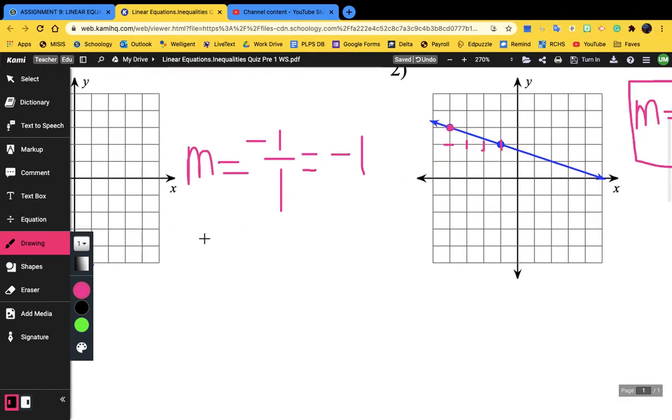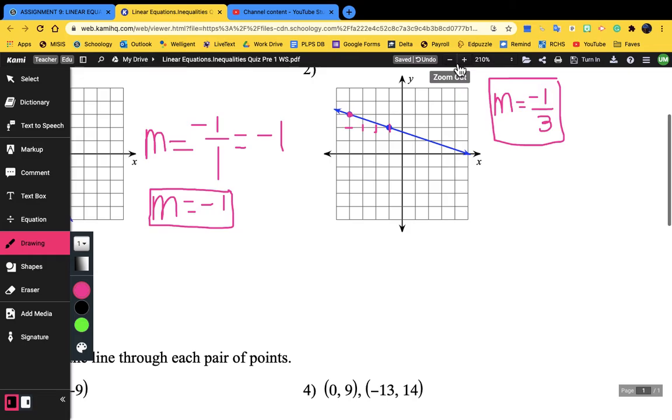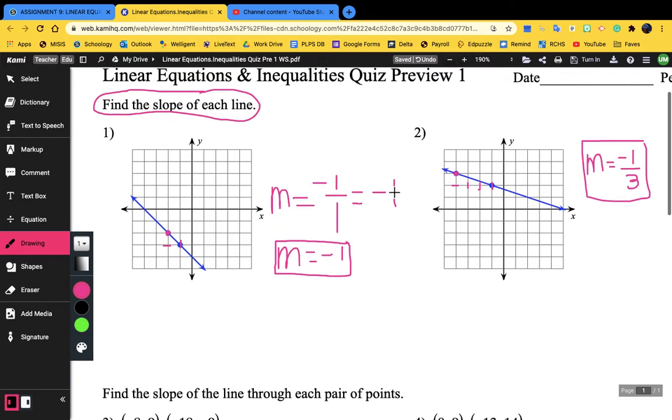My slope on the first one is m is equal to -1, right? That was my slope here. And that is my number 1 and 2. Look at that. Perfect. Definitely see questions like this on the quiz, right?